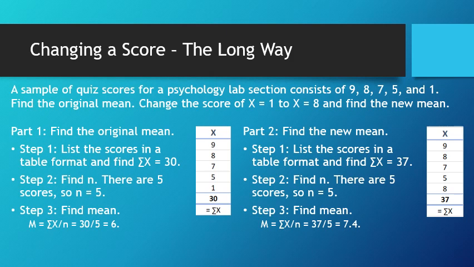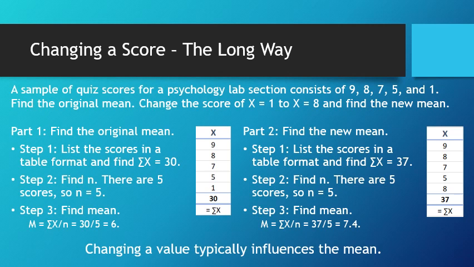Notice that because one of the scores went up, it went from a 1 to an 8, the mean also went up. So the original mean was 6, the mean is now 7.4. So if you change a score and the new summation of x is much higher, that means the new mean is going to be higher. So changing a value typically influences the mean.